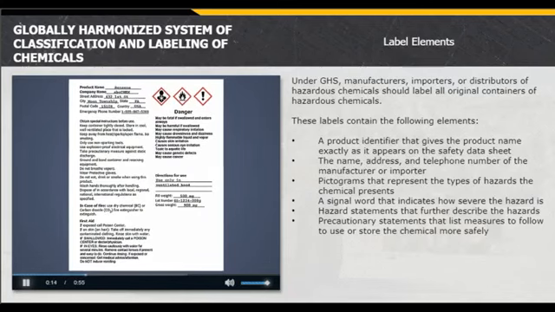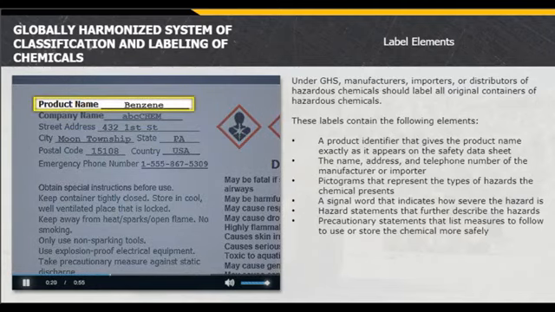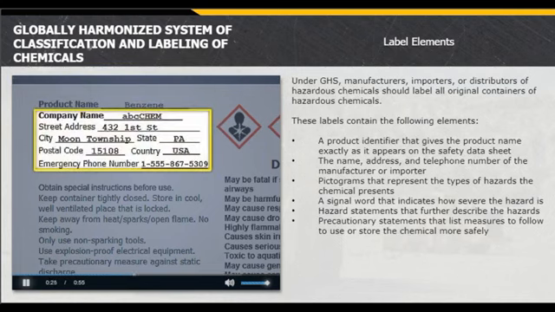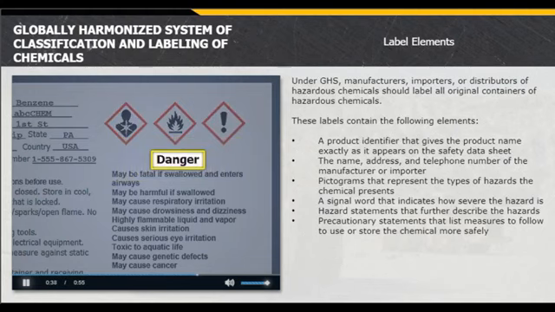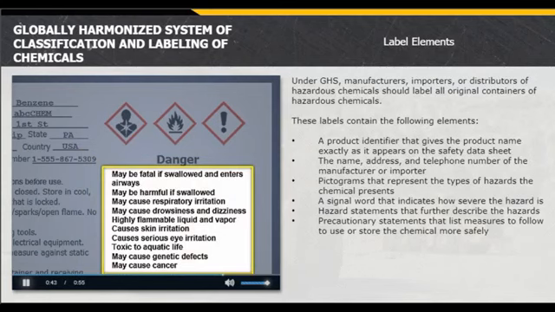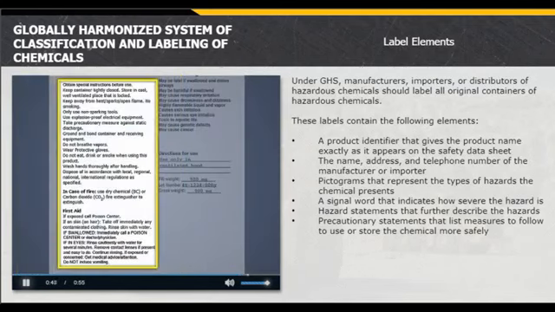These labels contain the following elements: a product identifier that gives the product name exactly as it appears on the safety data sheet, the name, address, and telephone number of the manufacturer or importer, pictograms that represent the types of hazards the chemical presents, a signal word that indicates how severe the hazard is, hazard statements that further describe the hazards, and precautionary statements that list measures to follow to use or store the chemical more safely.